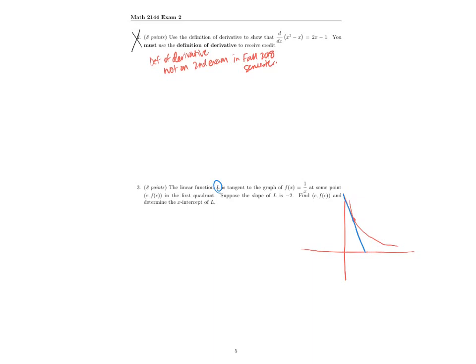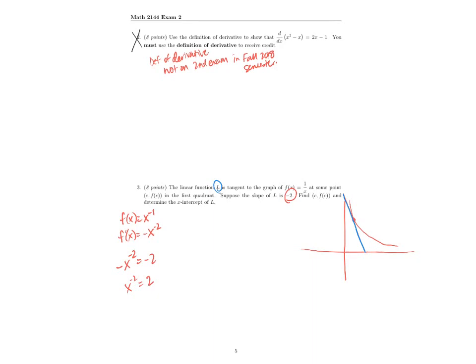I also know the slope of a tangent line is the same thing as the derivative. So what is f of x? I can write it as x to the -1, and then I can take the derivative. f prime of x is equal to -x to the -2. And if the slope is -2, that means that that's equal to the derivative. So that means that x to the -2 is equal to 2.